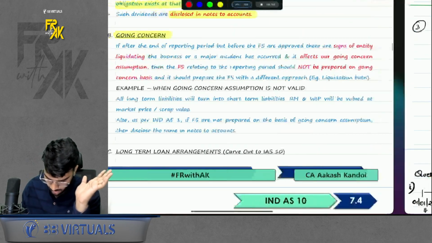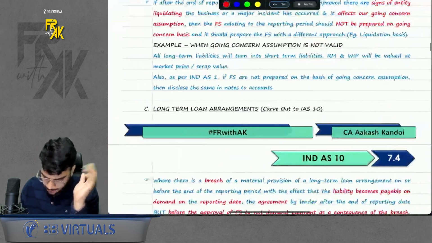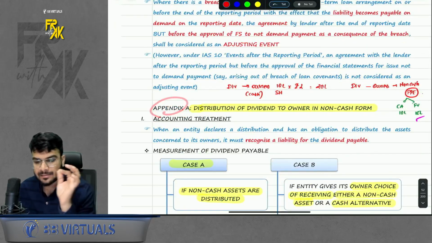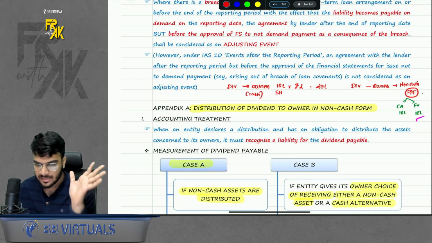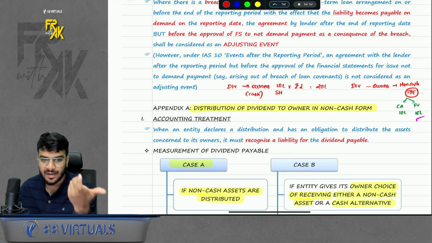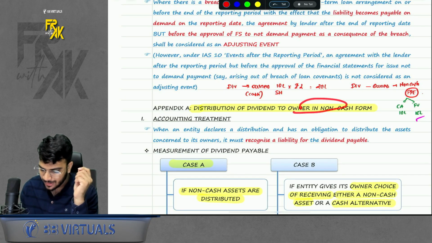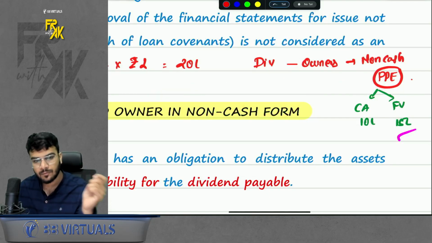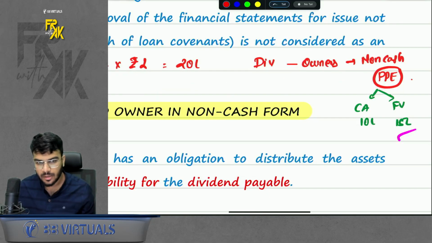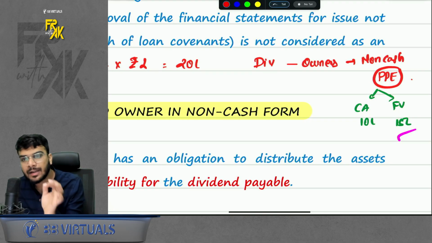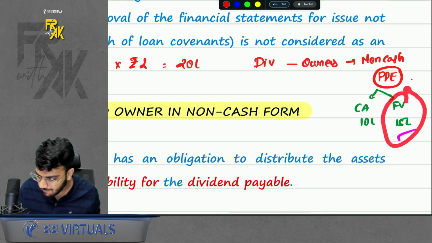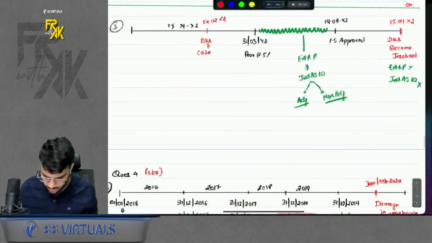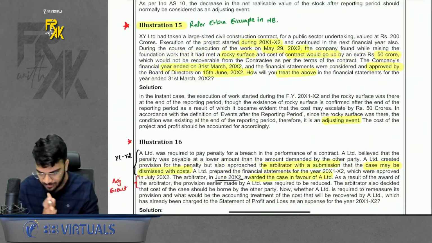Okay, sir. Now this was the conceptual part of it. Also one more concept is there, that is Appendix A. It has nothing to do with adjusting, non-adjusting. It is a special guidance which is given for dividend. So when you give dividend in non-cash form, let's say for example you give dividend in the form of a PPE, you gave one of your owners a PPE for free. In that case it will be treated like a dividend in non-cash form, and the fair value of that PPE will be the amount of dividend considered. Okay, got it, sir. Now let's take up some good questions which I feel are good for you.